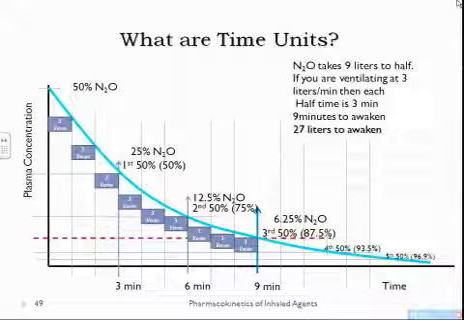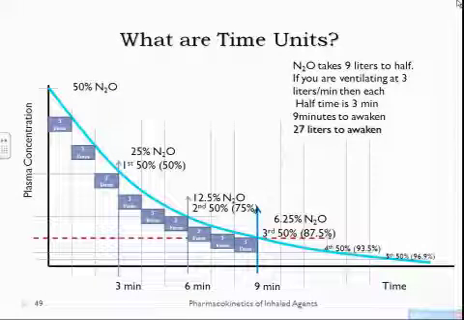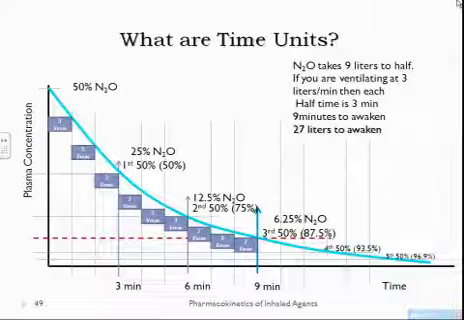The next 3 minutes, it's going to go down from 25% down to 12.5% nitrous. And then the next 3 minutes, it's going to go down from 12.5 to 6.25%, at which point the person will be awake. So when you shut off the nitrous oxide at 50%, it's going to take approximately 9 minutes to wake the patient up. Now, how is that useful?